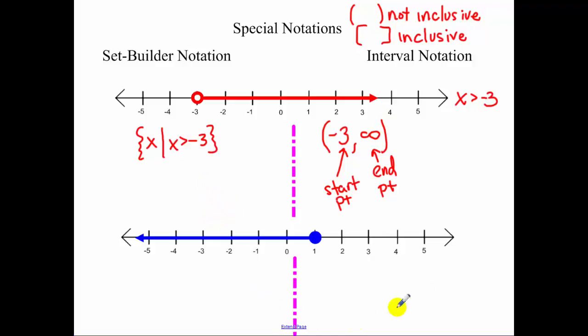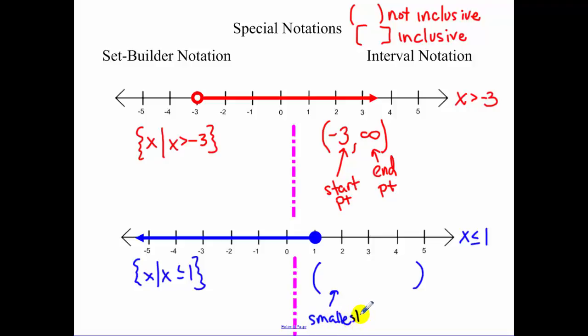Okay, this next example, x's are less than or equal to positive 1. So again, our set builder notation is easy. x such that x is less than or equal to 1. Now, interval notation. I think about it as a start point or the smallest value. What's the smallest value that's part of this solution? Well, that's technically negative infinity.